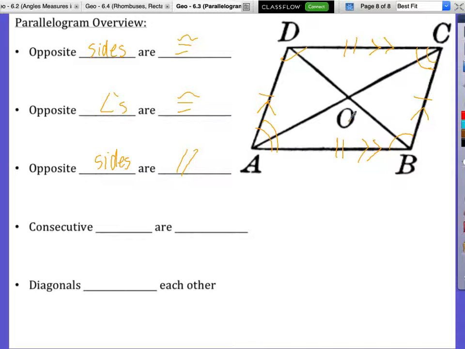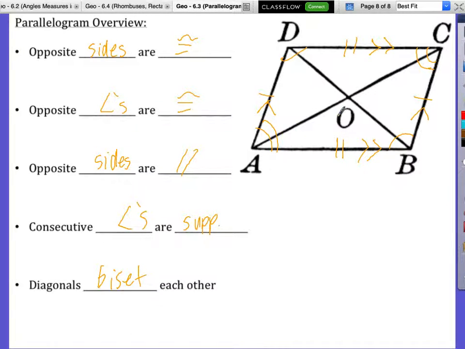Or you can use those two slashes. Consecutive angles are not equal, but consecutive angles are supplementary. I'm going to shorten that down to S-U-P-P like we've done before. We don't have any drawing that we can do on that. But what's it mean for it to be supplementary? They add up to 180. Very good. And what do we know about these diagonals, Nathan? They bisect each other. And I can draw this on here as well.